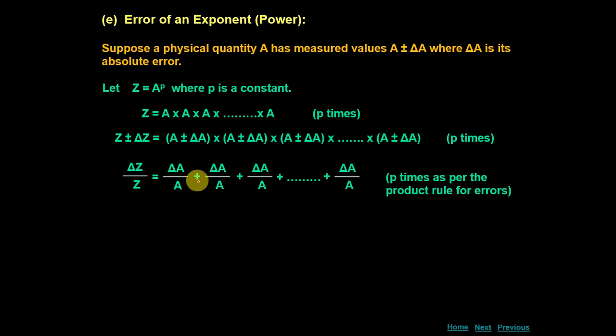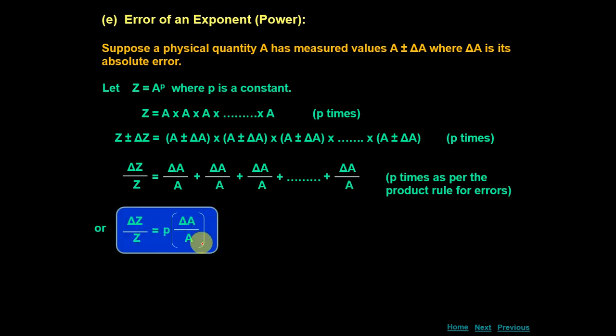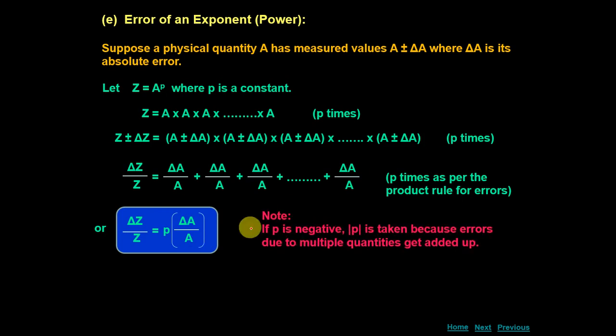You will take the sum of the relative errors of all physical quantities. So delta a over a, delta a over a, delta a over a, p times you're going to consider, or simply you can write it as p times delta a over a. If p is negative, the mod of p is taken, because errors due to multiple quantities get added up. So if the power is p or minus p, you will get the same result. Delta z over z is equal to p times delta a over a.